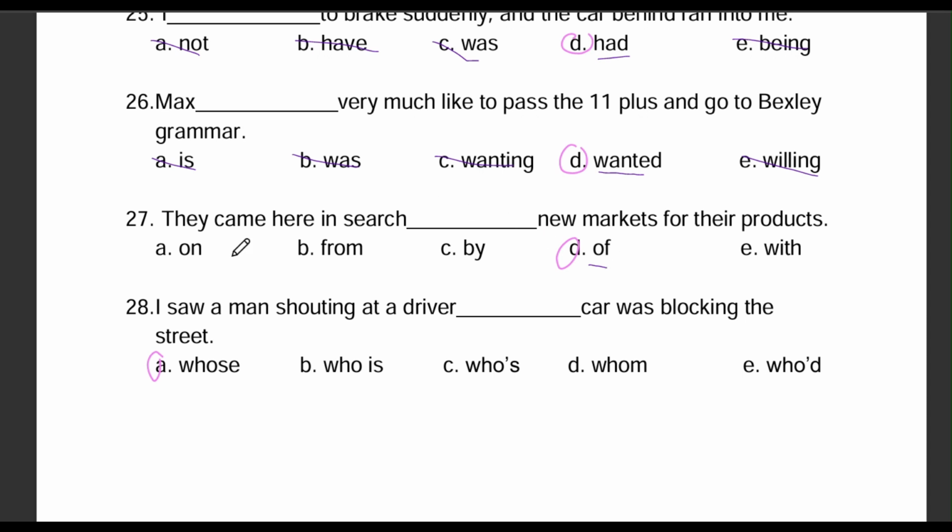Explanation. The correct phrase is in search of, which means they were looking for something. Why not the others? A. On new markets doesn't quite make sense. B. From new markets changes the meaning in a way that doesn't fit.